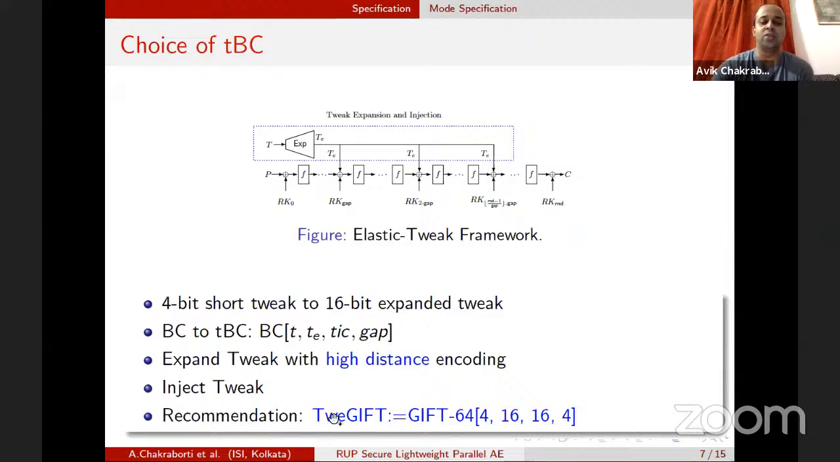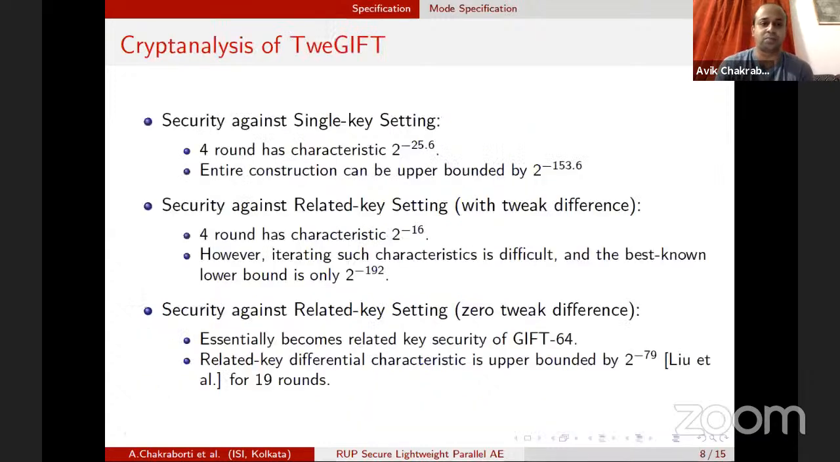We are recommending using TWI-GIFT, which adopts GIFT64, a well-known block cipher with 64-bit state, as the underlying block cipher. We are taking a 4-bit tweak and expanding it to a 16-bit expanded tweak, and we are injecting this tweak after every 4 rounds. In GIFT64, there are a total of 16 4-bit nibbles, and we are injecting each bit of the expanded tweak into each of the 16 nibbles. So this is the overall structure of the tweakable block cipher that we are using here.